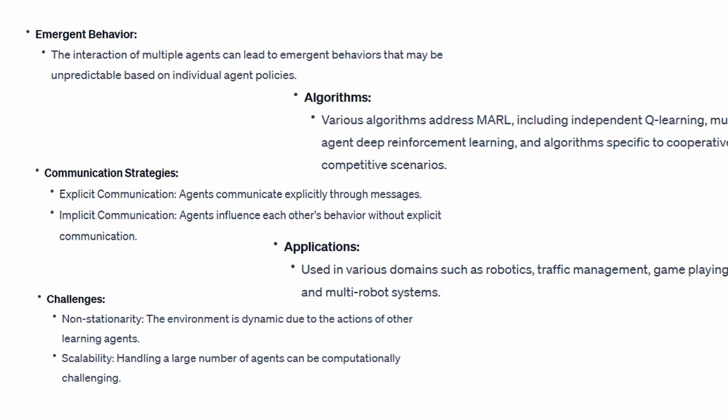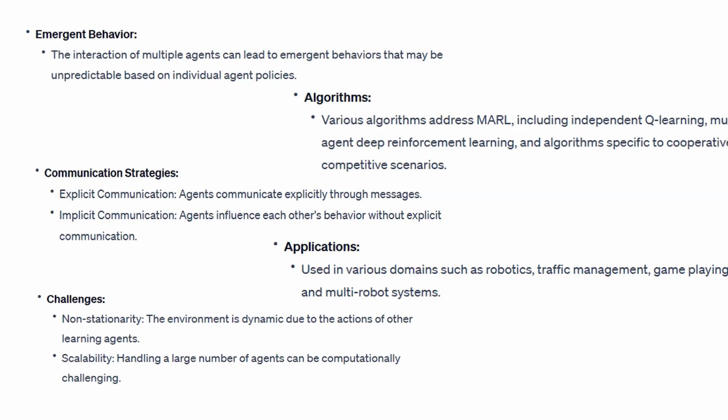For the algorithms, various algorithms address multi-agent reinforcement learning, including independent Q-learning, which means each agent implements its own Q-learning. Then you have multi-agent deep reinforcement learning, where each agent follows a DQN, the deep Q-learning approach, and algorithms specific to cooperative or competitive scenarios. In the case of a game with a goal to be achieved, each agent will compete to achieve the goal before the other agents. You also have the communication strategy that needs to be defined.